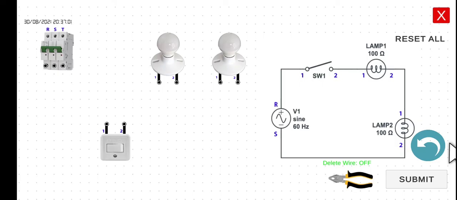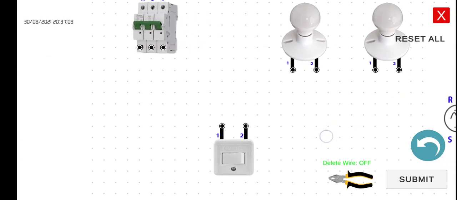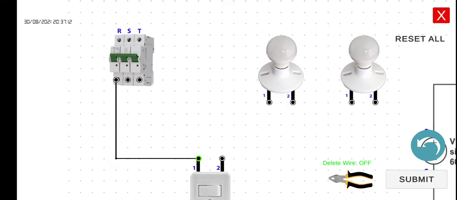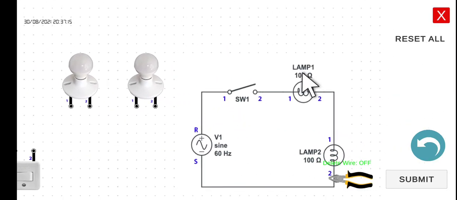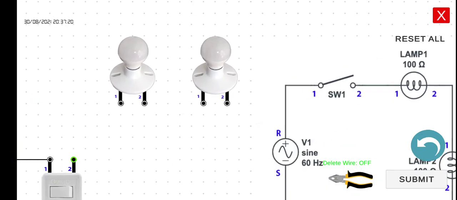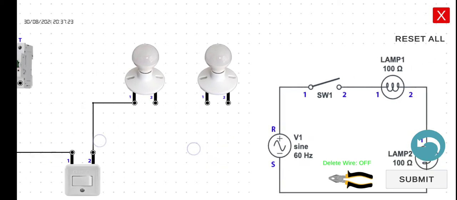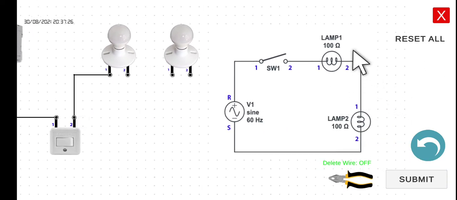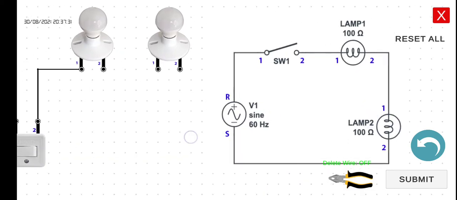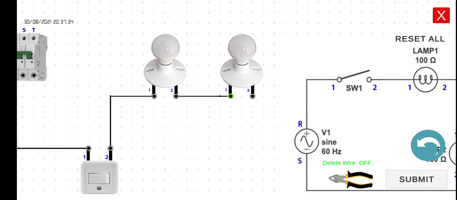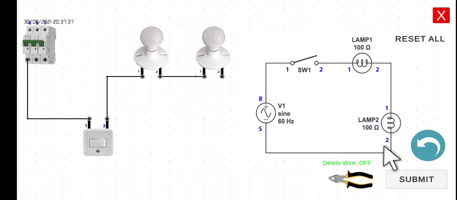Okay, so let's go. The output of our R should be connected to the number one of our switch. The next, the number two of our switch will be connected to the one of our lamp one. Okay, the second terminal of our lamp one will be connected to the first terminal of our lamp two. Okay, and then the second terminal will be connected back to the S of our circuit breaker.